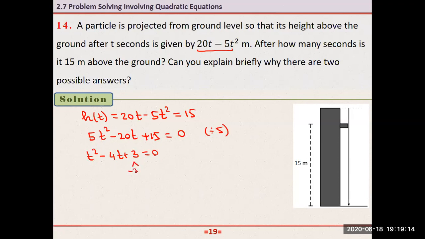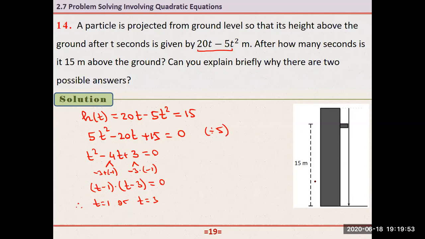It is negative 3 and negative 1. How about the sum? It is negative 3 plus negative 1, right? So that's correct. So I can factorize it as t minus 1 times t minus 3. That is equal to 0. From here, t is equal to 1 or t is equal to 3. That is the answer. But in the second part of the question, it says, can you explain briefly why there are two possible answers? And here, why actually are there two possible answers?